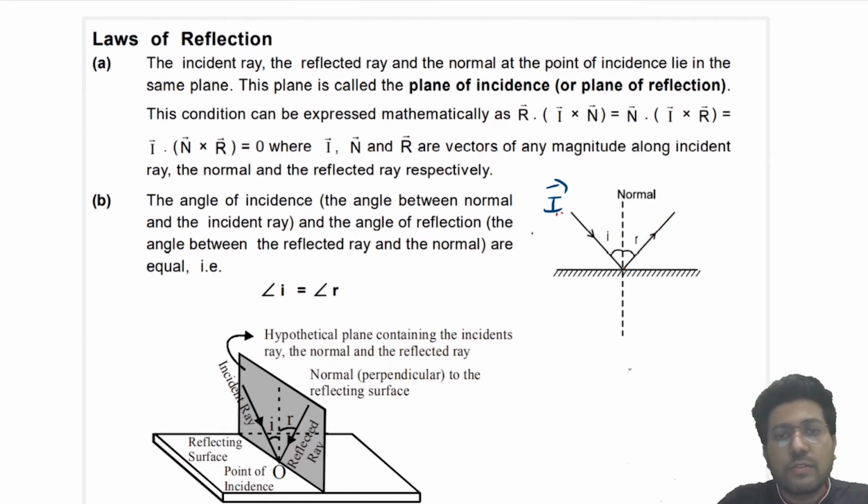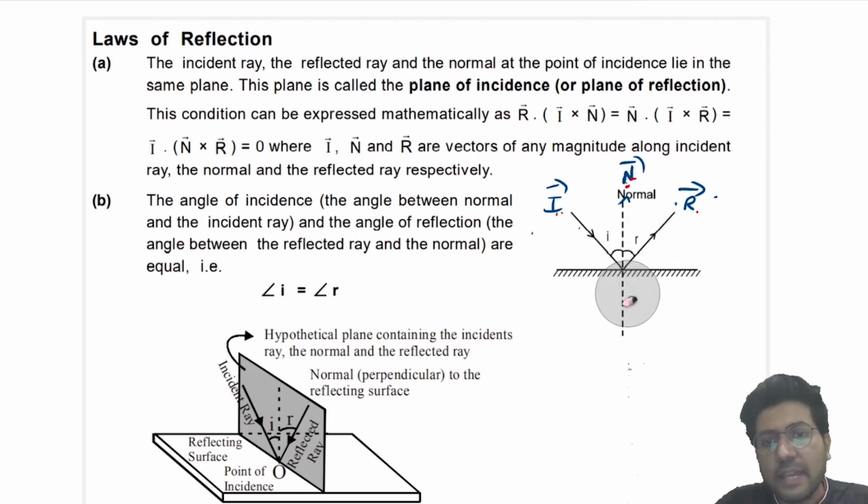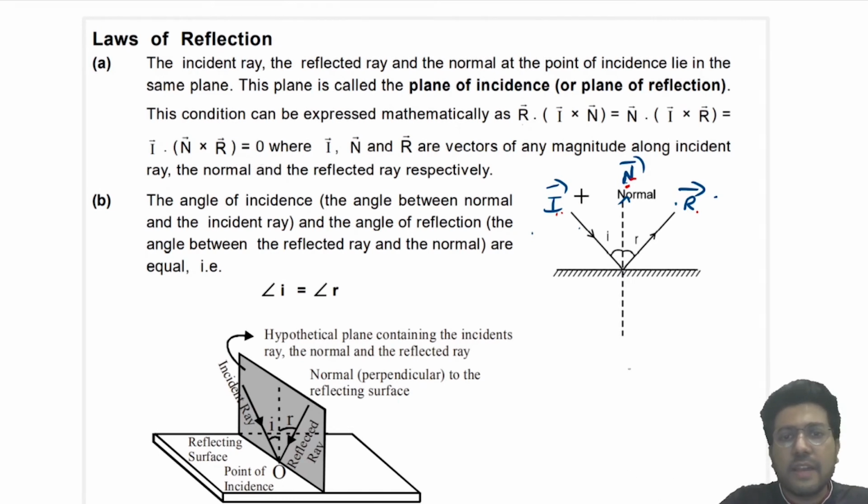So the cross product of two vectors will be 0 when you take the dot product with the third vector. So from here you will see that r dot I cross n is 0, n dot I cross r is 0, or I dot n cross r is 0, where I is the vector along the incident ray, n is the vector along the normal, and r is the vector along the reflected ray.